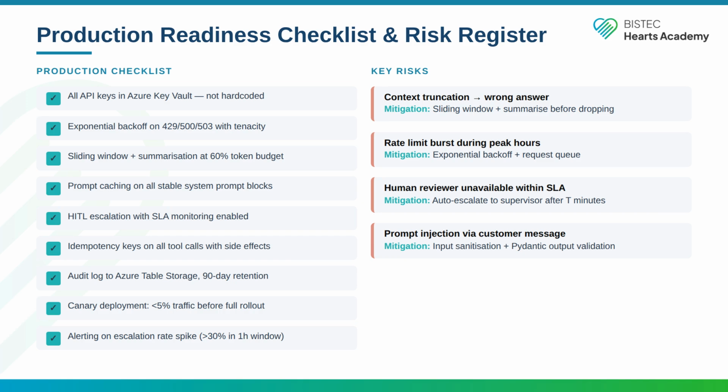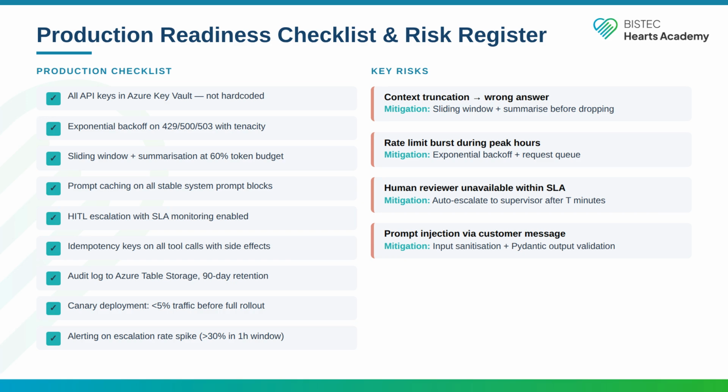Prompt caching must be enabled for all stable system prompt blocks, and you must have evidence from the API response that the cache is being hit. Human-in-the-loop escalation must have SLA monitoring enabled, not just the escalation logic. Idempotency keys must be attached to all tool calls with side effects. Audit logs must be flowing to Azure Table Storage with 90-day retention configured.